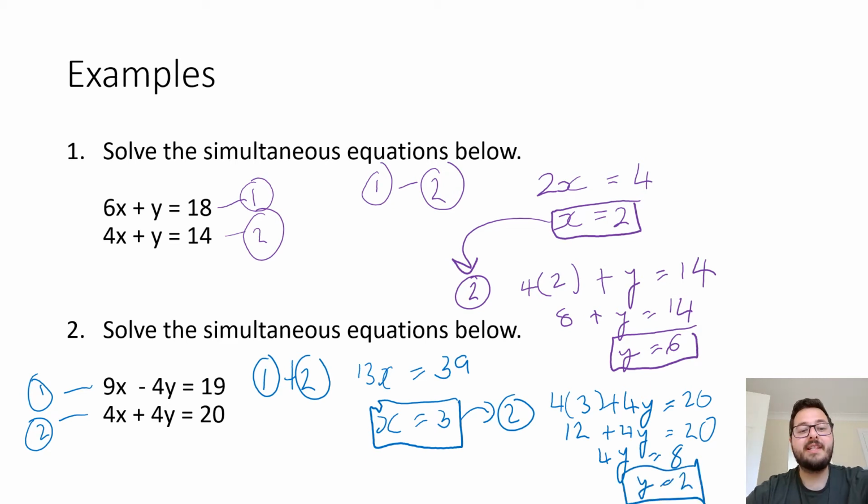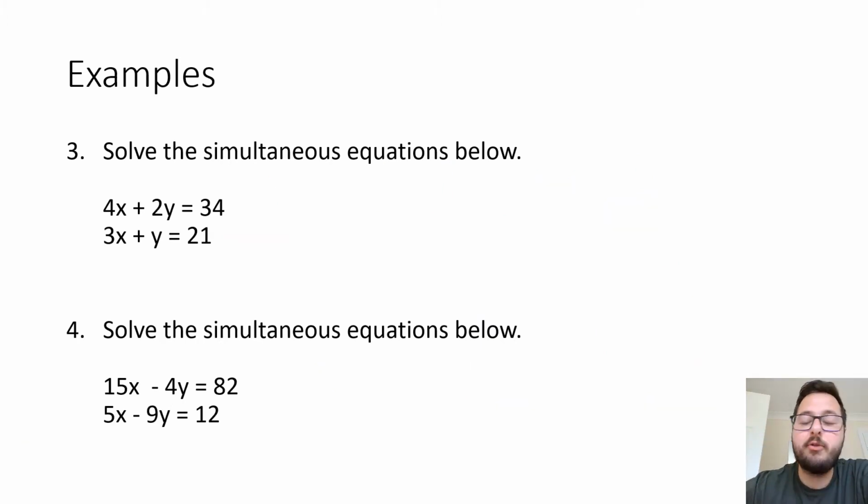Okay, so those are all pretty simple where the letters matched up already and we just either took them away or added them. Okay, so let's look at something a bit more complicated. So number 3 then, we've got 4x plus 2y is 34 and 3x plus y is 21.